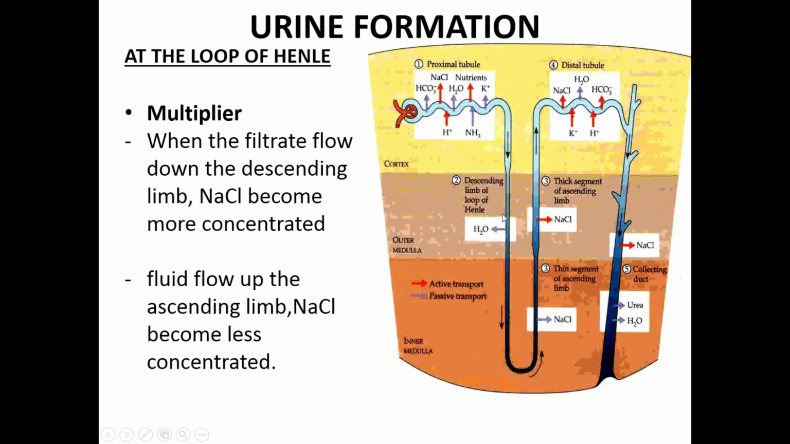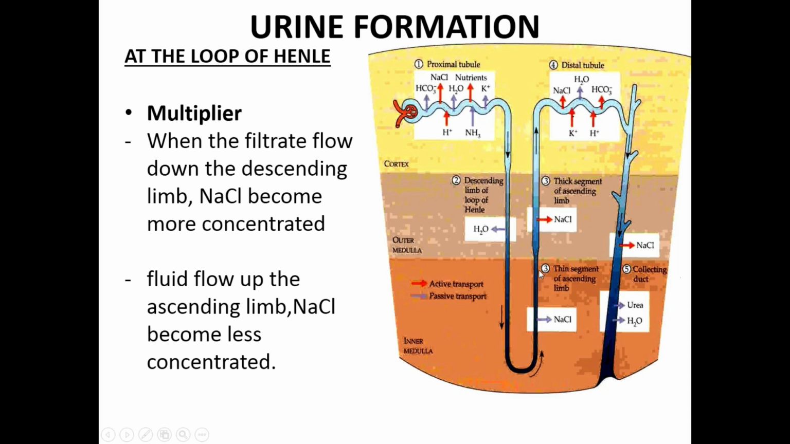Okay, kenapa dekat descending limb air keluar? Because the wall of the descending limb is permeable to water. Water diffuses out by osmosis. Okay, sodium chloride becomes more concentrated hingga dia ada high osmolarity. High osmolarity maknanya high solute. Low osmolarity, kurang solute. Okay, so kat sini pula dekat ascending limb, the wall of the ascending limb is permeable to sodium chloride. So meaning that sodium chloride will be reabsorbed back here. That's why sodium chloride is less concentrated, because sodium chloride akan keluar.